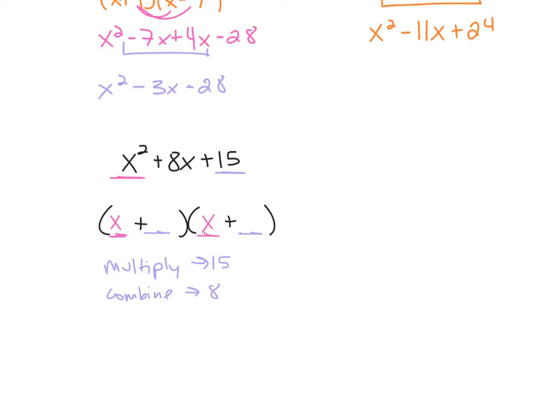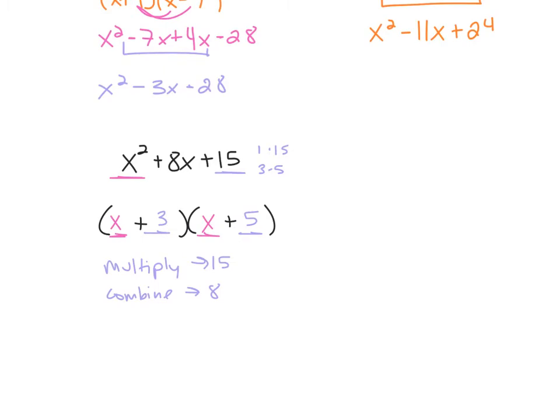All right, well, for 15, the only two options that multiply to give us 15 are 1 and 15, or 3 and 5. So it could be 1 times 15, or 3 times 5. Okay, those are our two options there. Well, if I look at those, the only one that I can combine also to get 8 is the 3 and the 5. So 3 and 5.